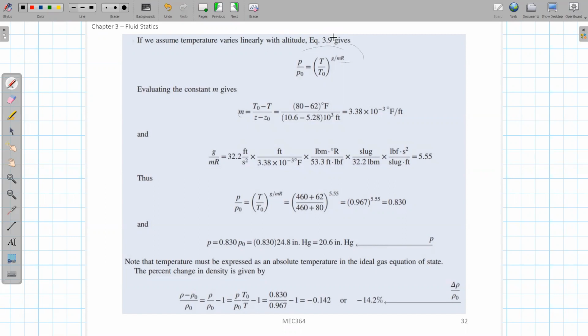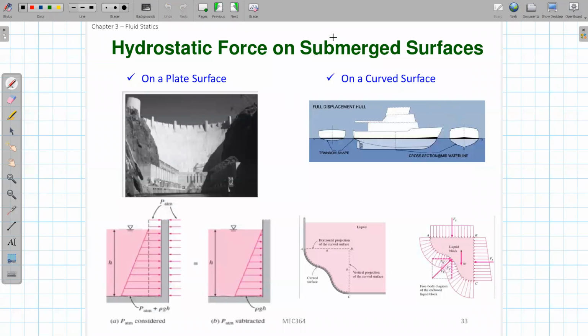No question? All right, so let's go to the next topic, okay? Previously, we basically studied the correlation between the pressure and the depth, right? And now we know that with a known depth, we can calculate the pressure very quickly from those pressure-depth correlations.